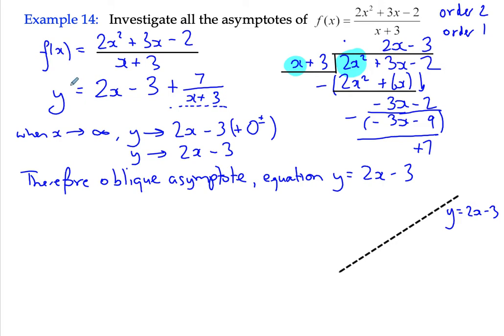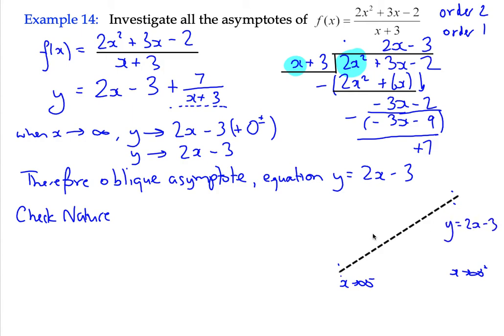Okay, we've proven the equation of the oblique asymptote. Again, we want to check the nature. We want to investigate the nature because we want to check, as x gets large and negative, and as x gets large and positive, where is it? Is the y coordinate below the line or above the line? That's the thing that we never quite know ahead of time. So we've got to investigate it. How do we do that?